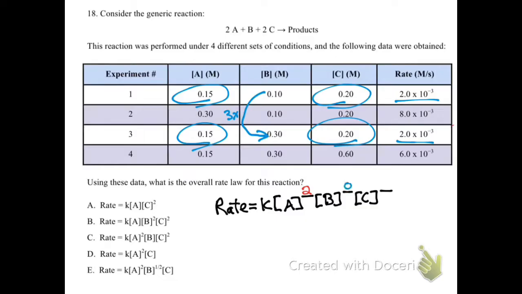Well, B must be 0th order. We can do whatever we want to the concentration of B. It is not going to change the overall reaction rate. Now then, we've got one more thing that we need to figure out. We need to find the order of C so that we're done with this problem.